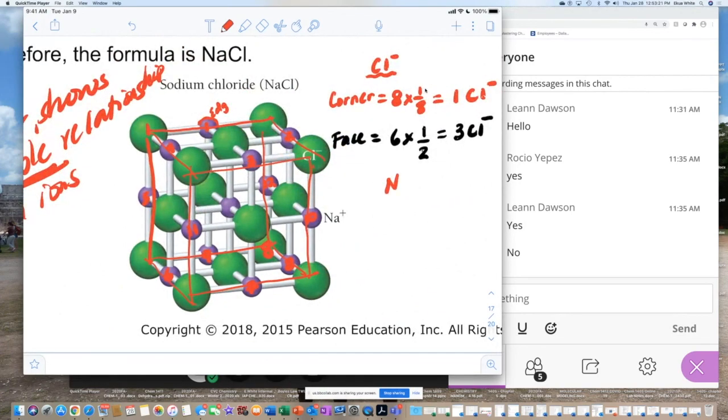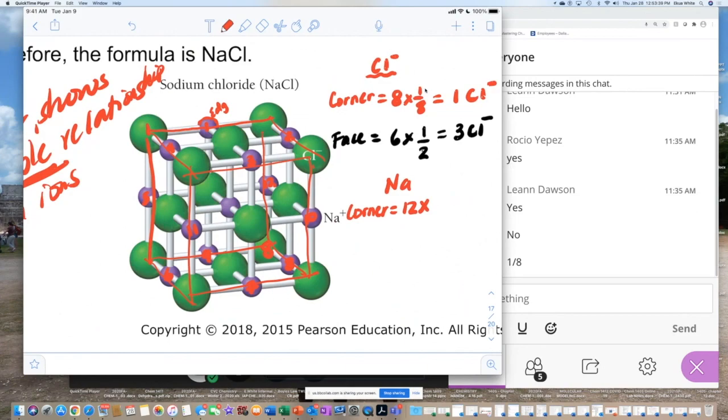So for sodium, I got 12 pieces. Does anybody remember what each corner is worth? So remember the corner is in the corner, right? And the corner is divided by 4. So, sorry, I am so sorry. I meant to say edge. I confused the edge. I just wrote up here edge, right? And I said corner. Sorry. The edge is what I should have written here. Edge is 12 times.